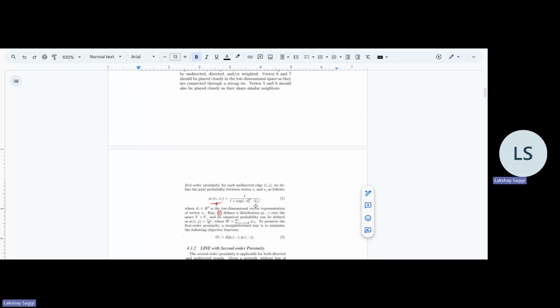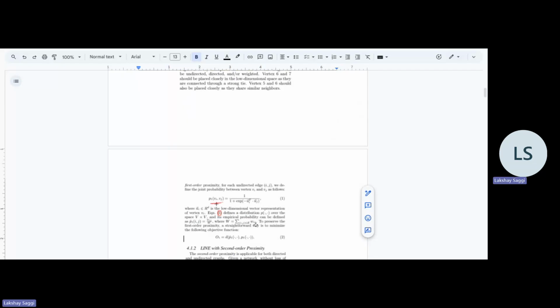With respect to first order proximity, the authors define a probability distribution between any two vertices Vi and Vj which share an edge. They define a joint probability distribution, where the probability that Vi and Vj occur is equal to 1 divided by 1 plus e raised to the power minus Ui transpose Uj. Here the vectors Ui and Uj are the vectors corresponding to the graph embedding, which are the vectors we have to find out, obviously. The authors say that if Ui and Uj are the vectors, then the probability of Vi and Vj occurring is given by this.